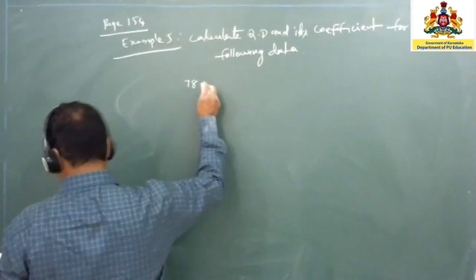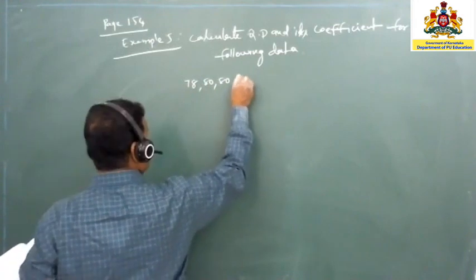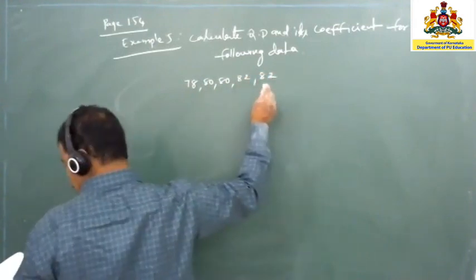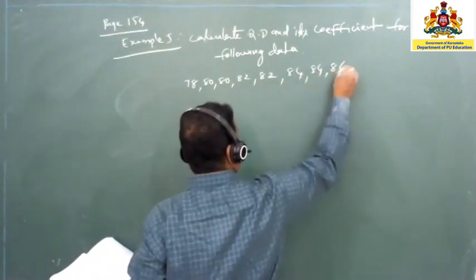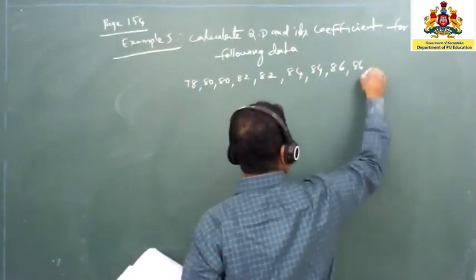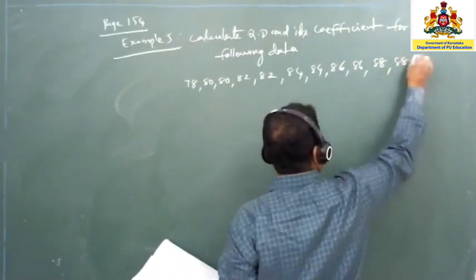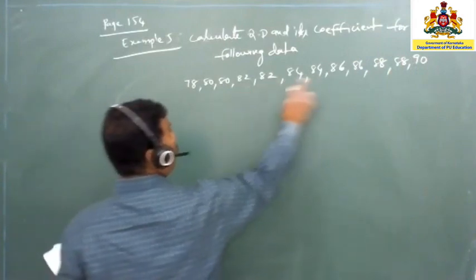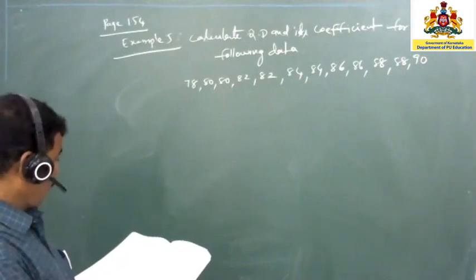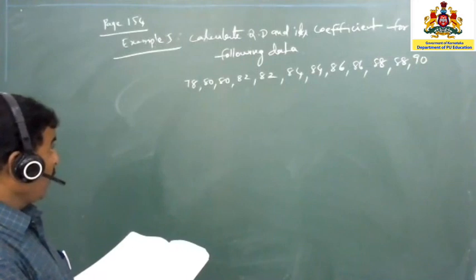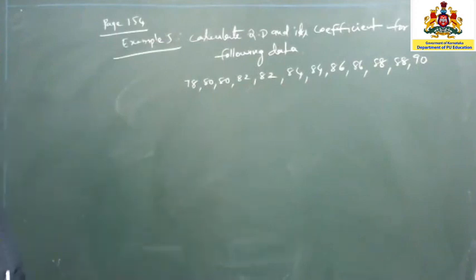78, 80, 80, 82, 82, 84, 84, 86, 86, 88, 88, 90. So totally 12 observations are there.